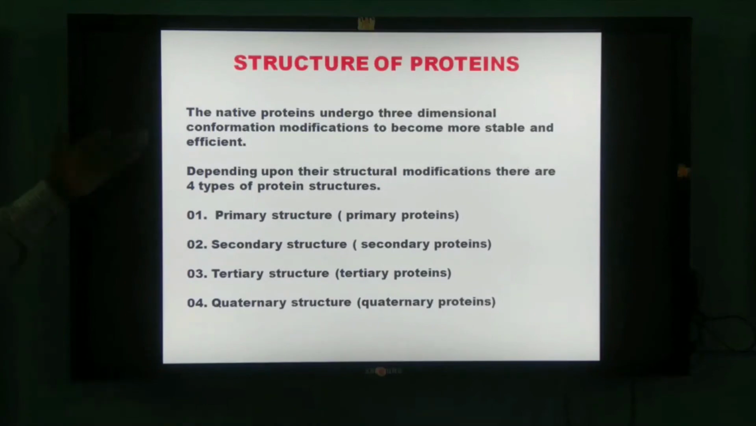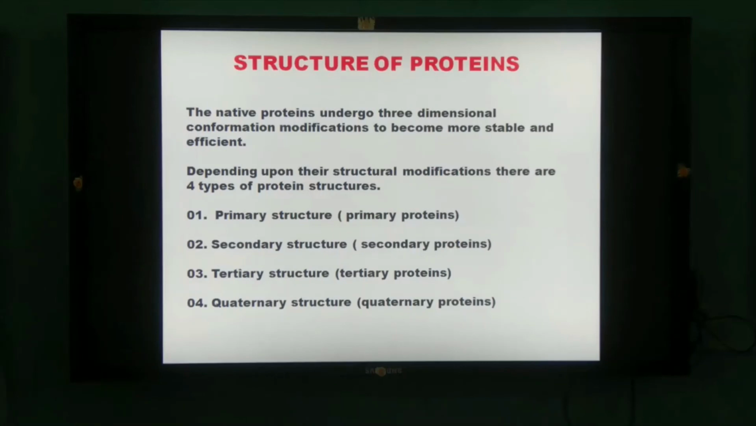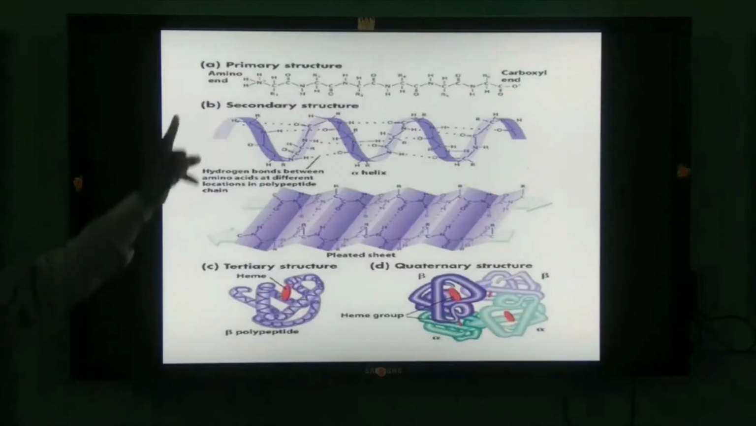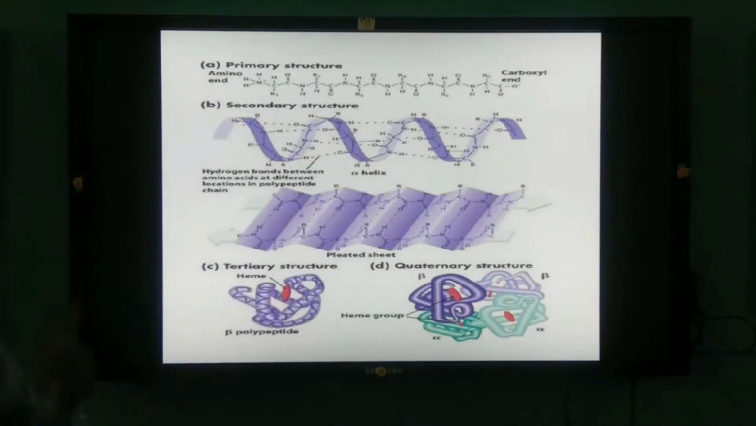That is nothing but a protein. So there are four types of protein structure: primary structure, secondary structure, tertiary structure, and the quaternary structure. Now we will briefly discuss the structure of proteins. Primary structure represents only the sequence of amino acids, how the amino acids are joined together one by one in a line.